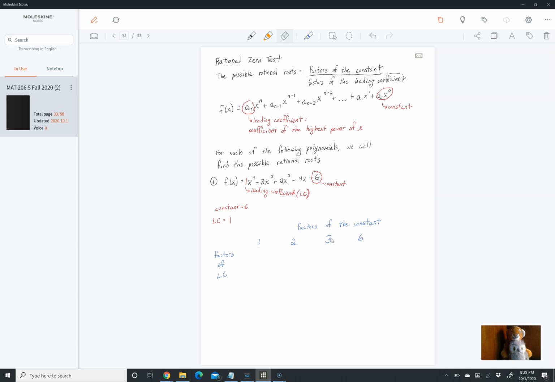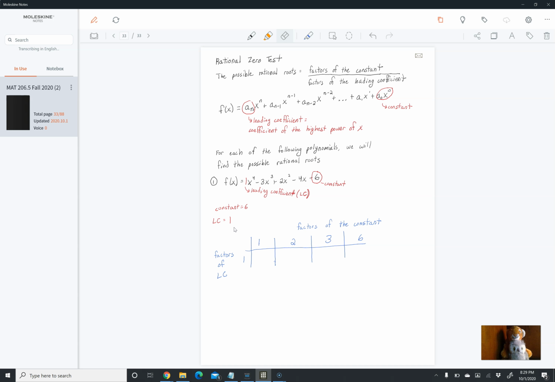And then we have the factors of the leading coefficient. The leading coefficient is 1, and the only factor of the leading coefficient is 1. So now we have our table. This one is a really easy table because there's only one row to it.